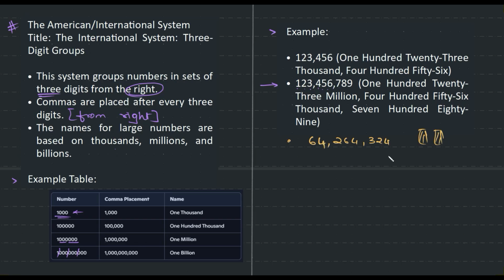This is 4, by the way. Okay, so we have 2 commas. This is thousand, this is million. So 64,264,324, as simple as that. Right? Let me give you guys one more.